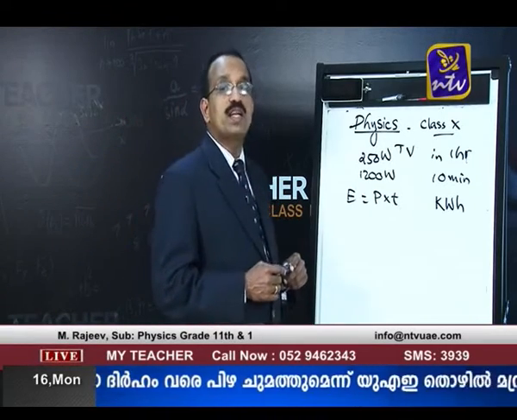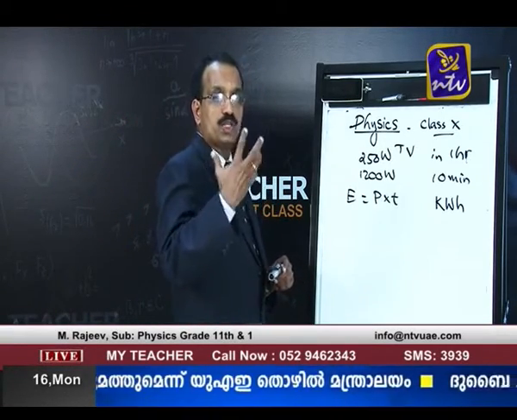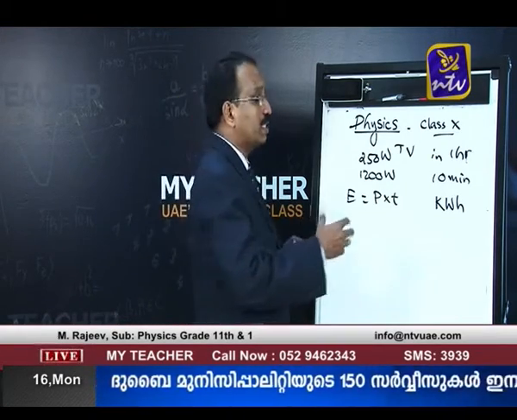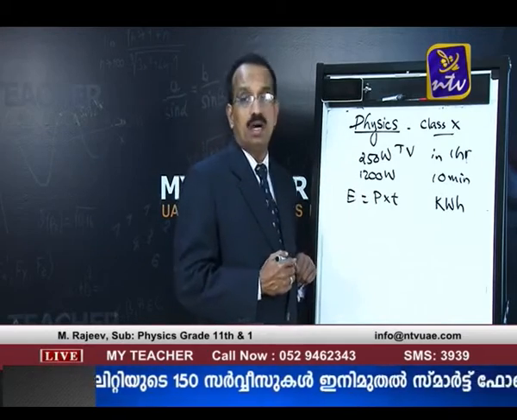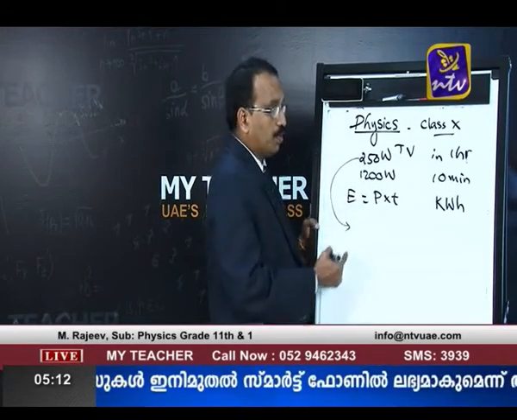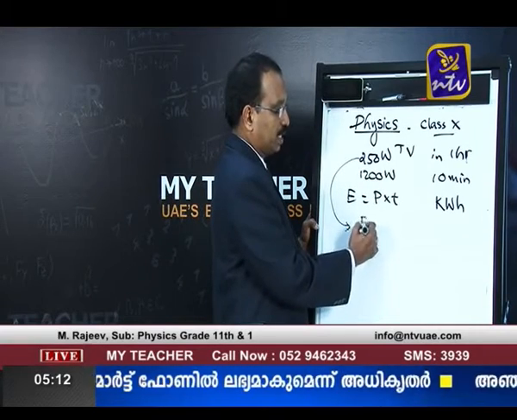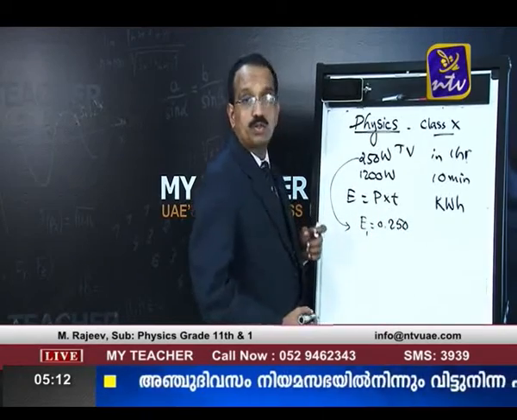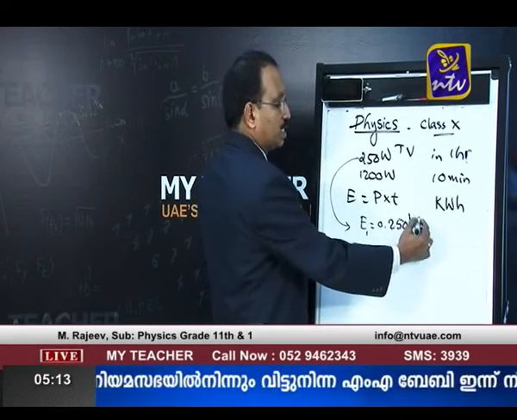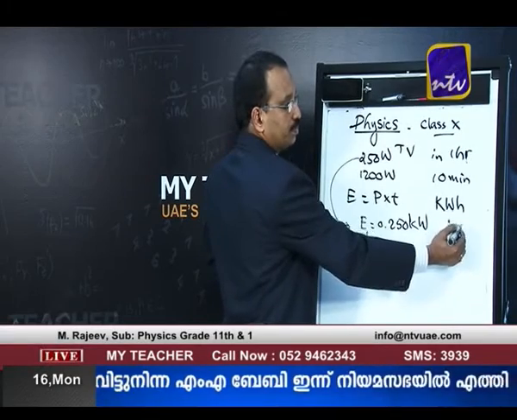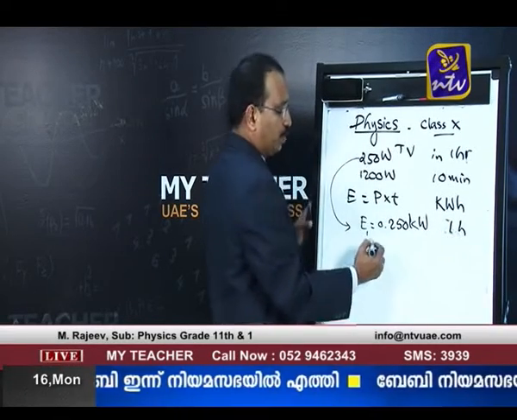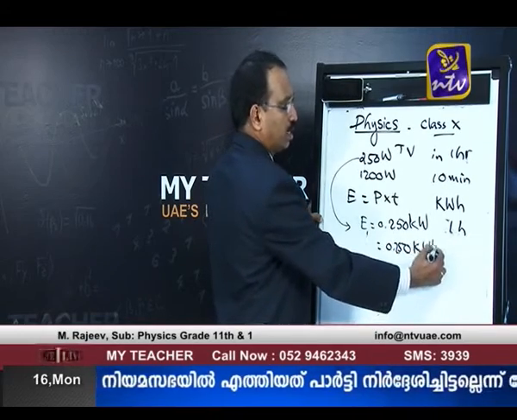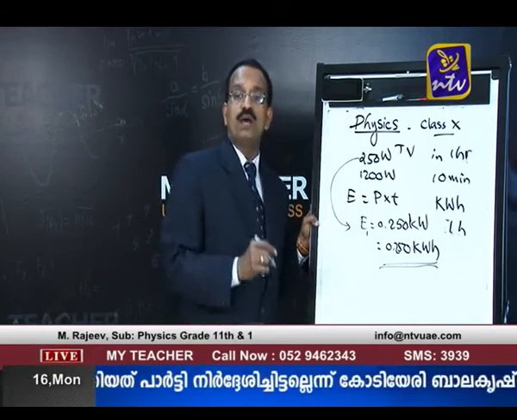So, to measure the amount of energy commercially, we want it in kilowatt hour. For that, the power should be in kilowatt and time should be in hours. So, in the first case, how many kilowatts? Let us write like this: for kilowatt, you divide by 1000, and time is 1 hour only. So, how many kilowatt hours? This is nothing but 0.250 kilowatt hour. This is the electrical energy consumed in 1 hour in the first case.